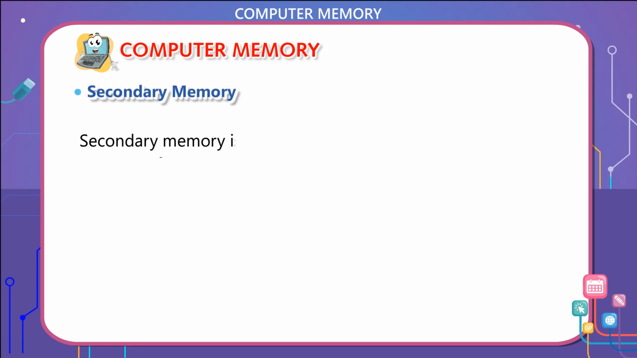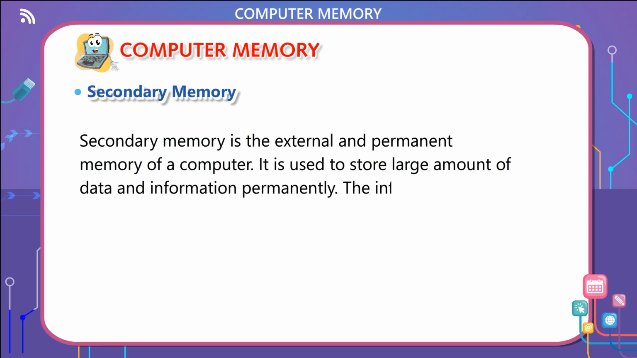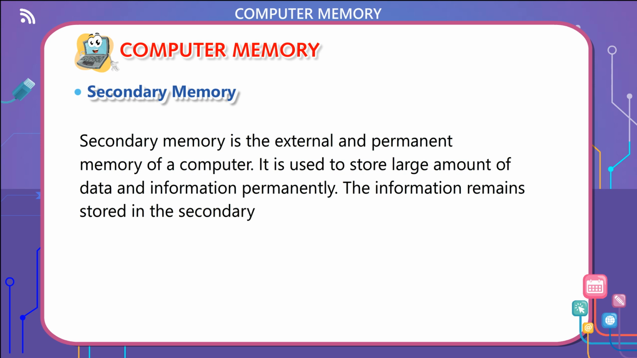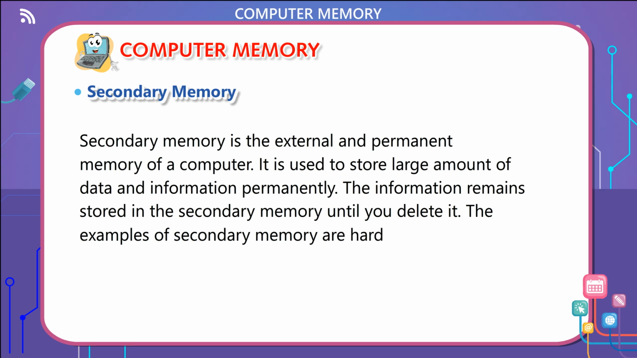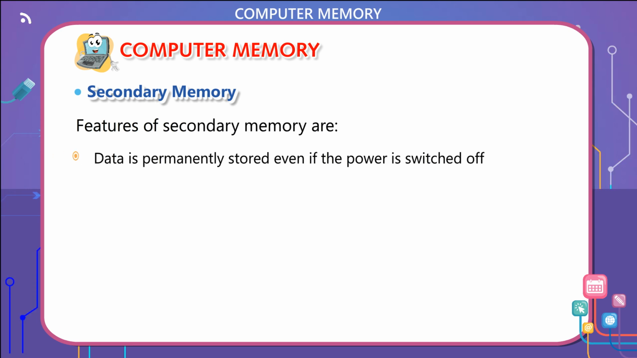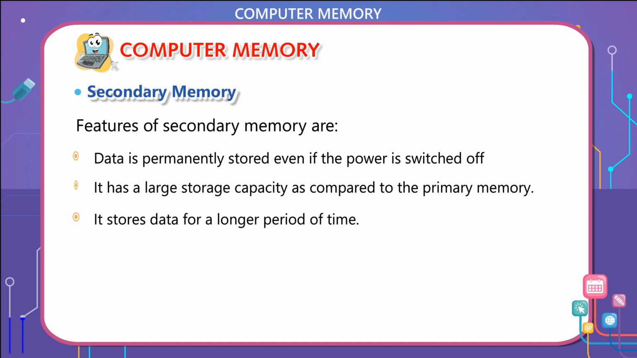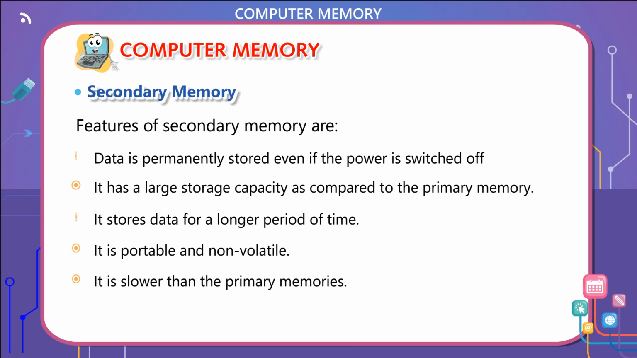Secondary memory. Secondary memory is the external and permanent memory of a computer. It is used to store large amount of data and information permanently. The information remains stored in the secondary memory until you delete it. The examples of secondary memory are hard disk, CD, DVD, pen drive, and memory card. Features of secondary memory are: data is permanently stored even if the power is switched off. It has a large storage capacity as compared to the primary memory. It stores data for a longer period of time. It is portable and non-volatile. It is slower than the primary memories.